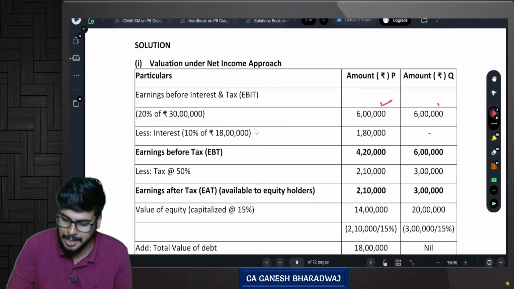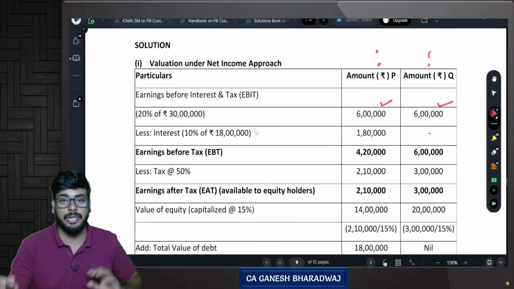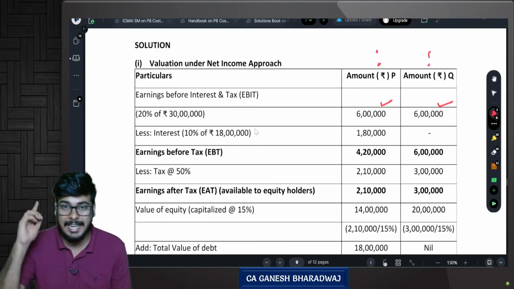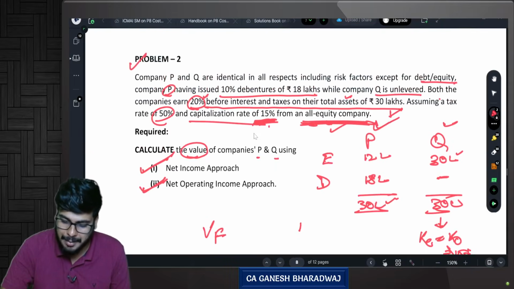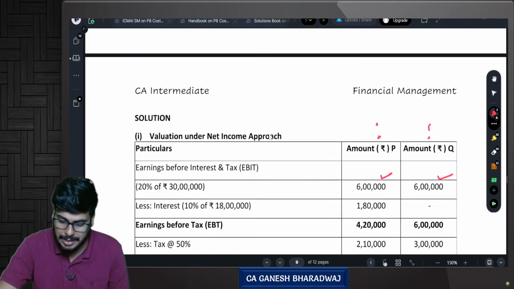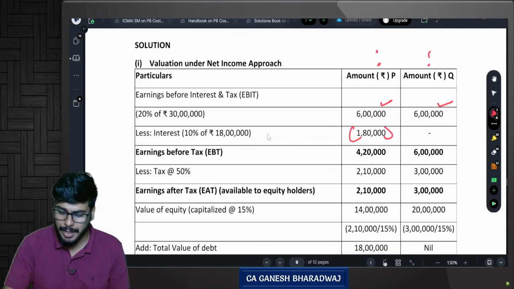6 lakhs for P Limited, 6 lakhs for Q Limited. This will not change. I told you your capital structure will not impact your EBIT. Are you clear with this? Less interest. Now interest will be there only for P Limited, 10% debentures. So 10% on 18 lakhs. How much is that? It is going to be 1,80,000. For Q Limited, entire all equity, no interest at all.